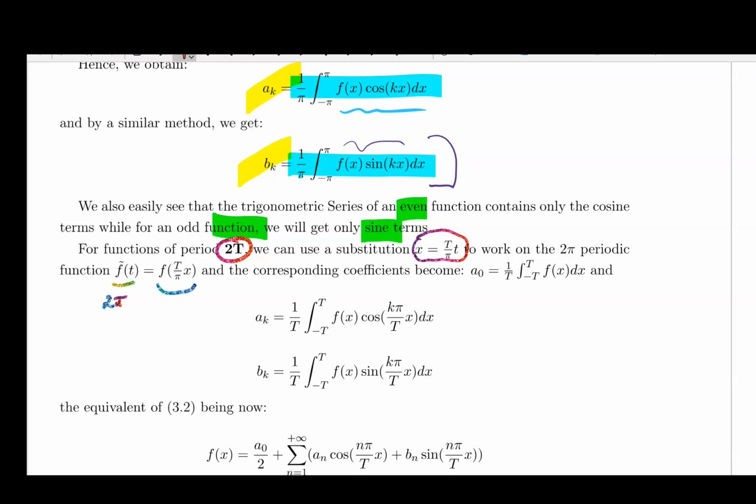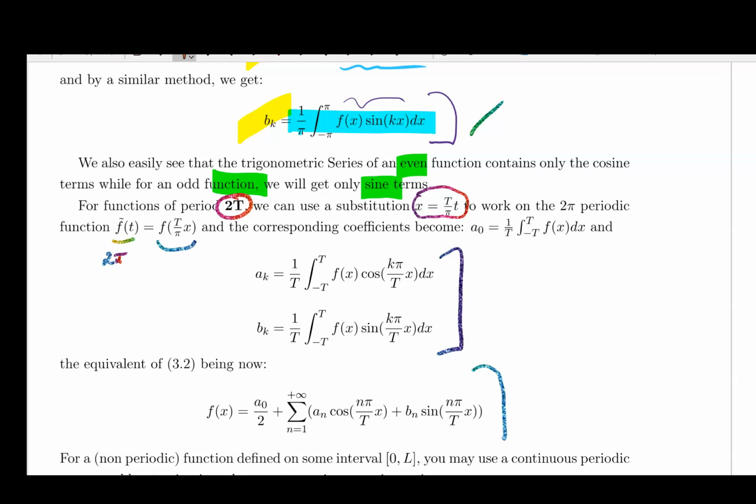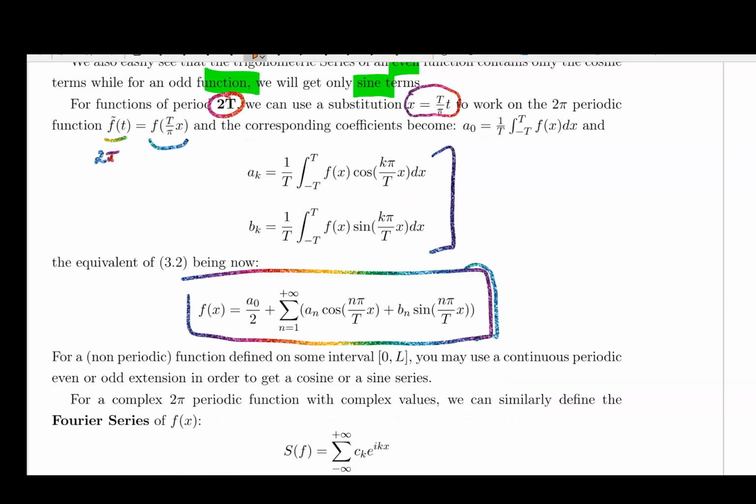So you can apply the coefficients for the f tilde, the formulas we had earlier, for a0, an, bn, and then you can just put your substitution correctly in the integral. Maybe that's a good point for you to pause and find that again. You will get these formulas for the coefficients ak and bk, and then get back to a new formula for your original function f with period 2T.